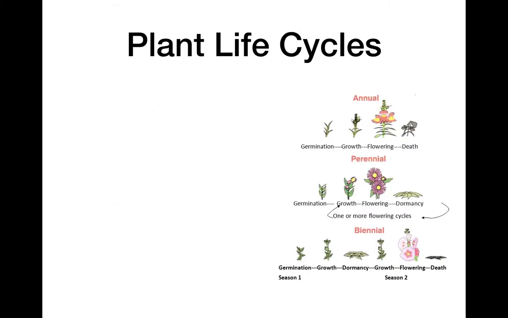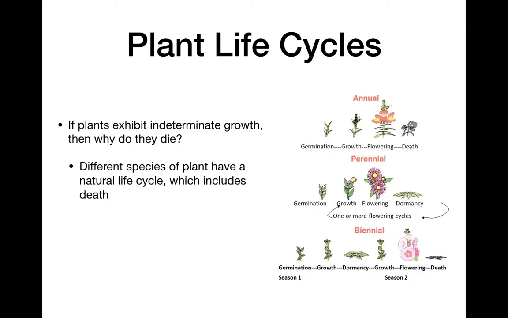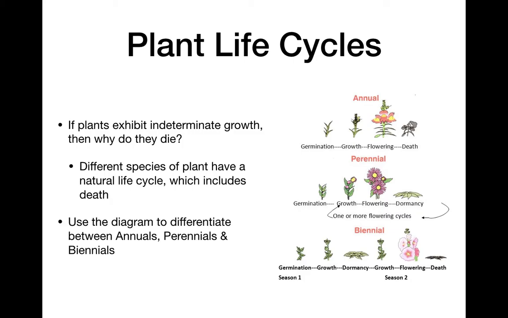Okay, so let's talk about the life cycles of plants. So if plants exhibit indeterminate growth, they're always growing, then when do plants die? If it's going to always grow, it makes sense that they would never actually die. Well, we know that's not true, and different types of plants have different kinds of life cycles, and those life cycles include death. Okay, so look at this diagram. I want you to take a minute and differentiate between an annual, a perennial, and a biennial. What's the difference in the life cycle of those 3 things?